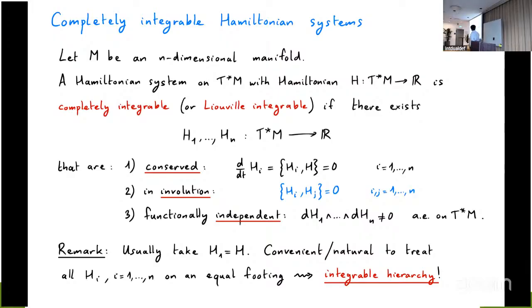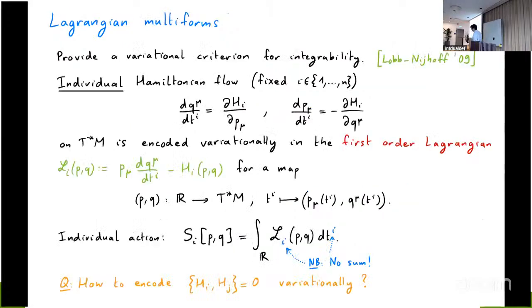And what I want to do today, and you'll hear a lot more about it tomorrow from Vincent, is how to formulate this notion of integrable hierarchy from a Lagrangian point of view. And I'll do it specifically in this talk on the Hitchin system. So let me remind you about this framework, which was initially developed by Lobb and Nijhoff in 2009 on what are called discrete integrable systems with discrete time. But this has been generalized, as Vicedo explained, to many more integrable models.